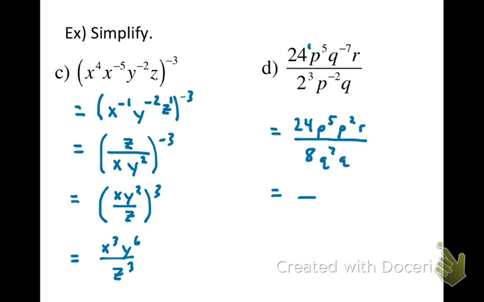Alright, I'm going to start with the non-coefficients first. I've got a p to the fifth times a p to the second in the numerator, so I can make that p to the seventh power. And then that r is going to stay there. In the denominator, q to the seventh times q would be q to the eighth power. And then the final thing that I'm going to do right here is simply use my rules for simplifying fractions, in which if a numerator and a denominator have a common factor, as 24 and 8 do, you can go ahead and divide them both by their common factor to simplify. And so we're going to end up with a 3 p to the seventh r in the numerator, and then we don't really need to write the 1 that would be down there in the denominator.